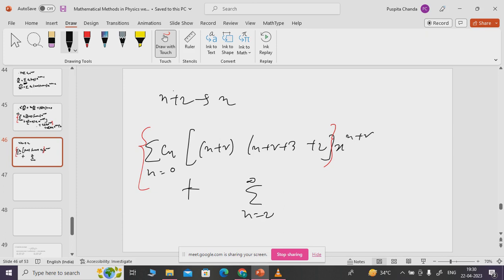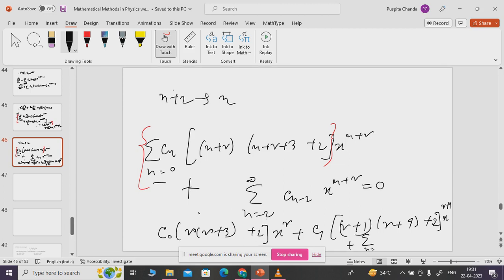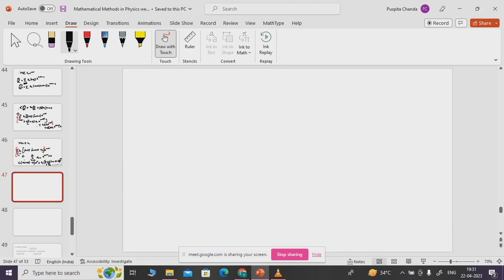So it will be n is equal to 2 to infinity. These are n is equal to 0 to infinity. So it is Cn minus 2 x to the power n plus r is equal to 0. Now we need to write all the terms from n is equal to 2 to infinity. So for n is equal to 0, this term will be C0 r into r plus 3 plus 2 x to the power r, plus C1 r plus 1 into r plus 4 plus 2 x to the power r plus 1, plus n is equal to 2 to infinity, again the whole term.